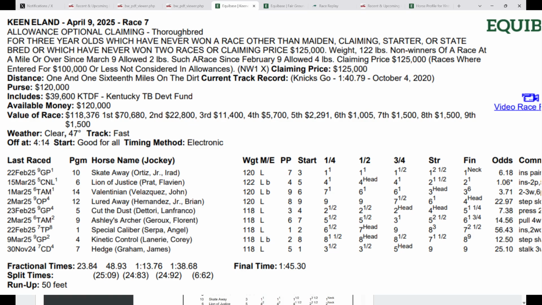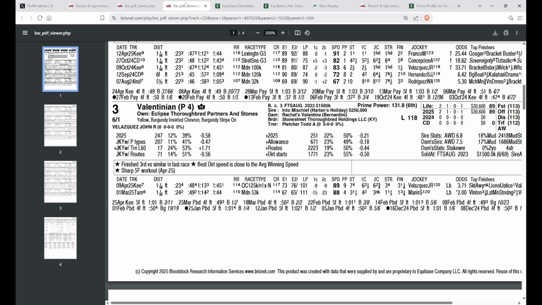He was controlling the race, and he had that 48 half mile. And I pointed out the 1C and 2C that was -9 and -9, so he's well below par. And Valentinian was coming at the end with his 101 late pace figure, and the pace was just too slow for him. And again, I love his pedigree, but that's not why I pointed him out. I wanted to point him out because of that -9 and the -9 under 1C and 2C.